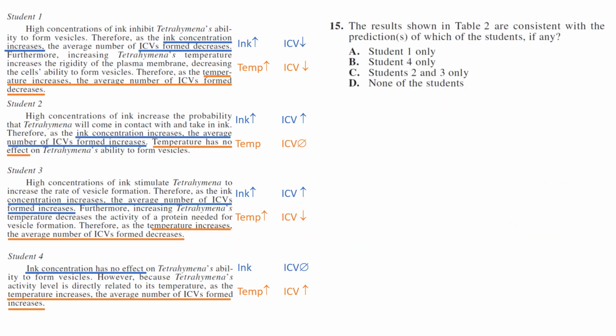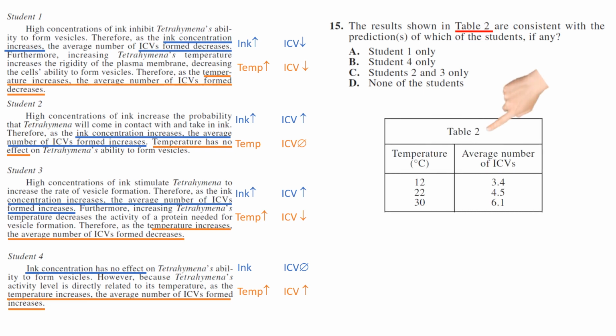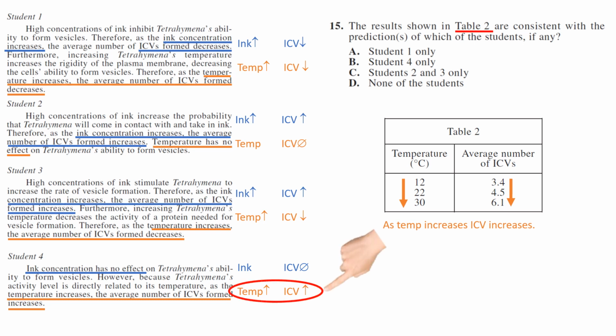Number 15, the results shown in table 2 are consistent with predictions of which of the students, if any. So in table 2, as temp increases, ICV increases. Which of the students say that? Student 4, as temp increases, ICV increases. So student 4 only. All the others do not agree with table 2. So B.